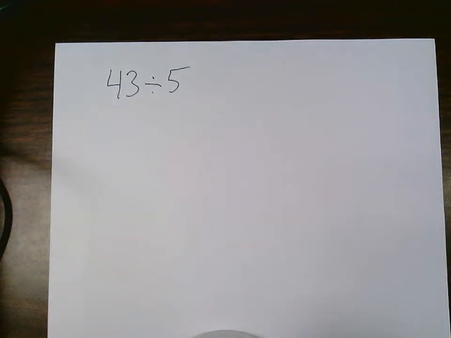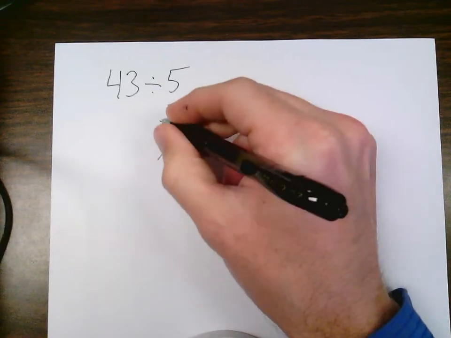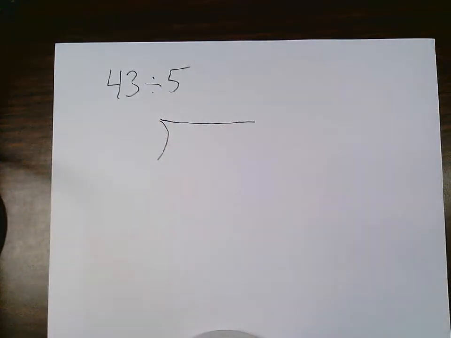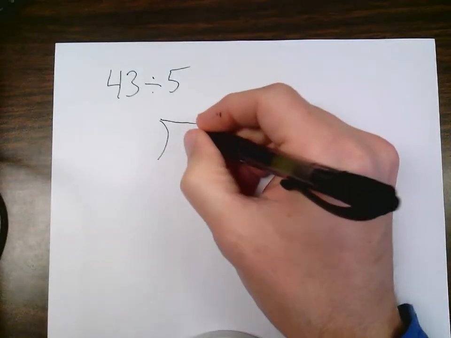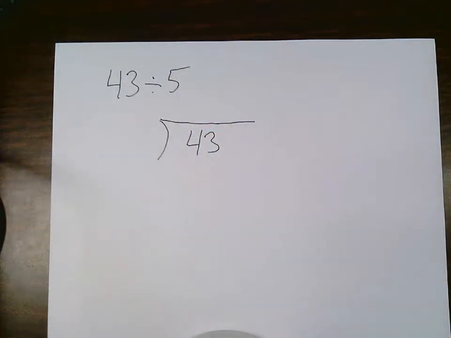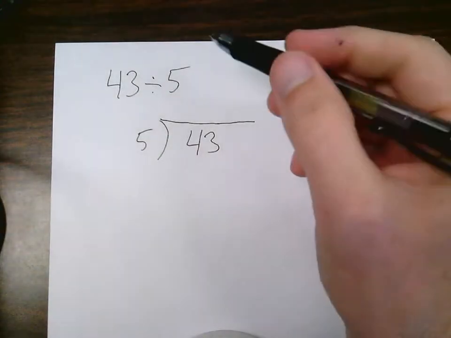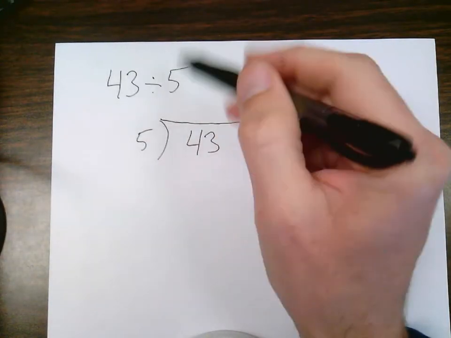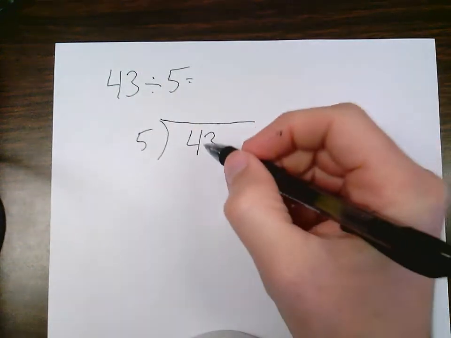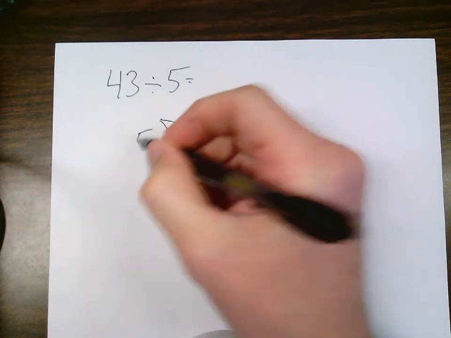To do these problems I need to build the house of division. Your house of division looks just like that. On the inside we put the 43, the dividend. On the outside we put the 5, the divisor. Whenever we start off looking like this, it's the first number inside, second number outside.